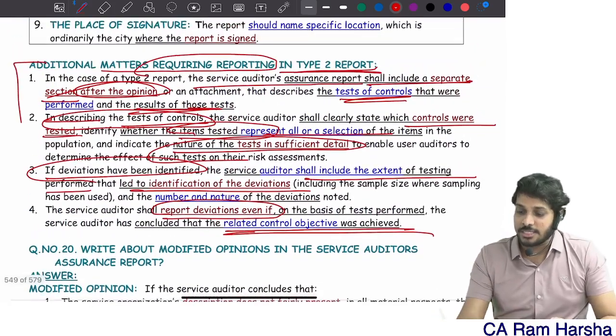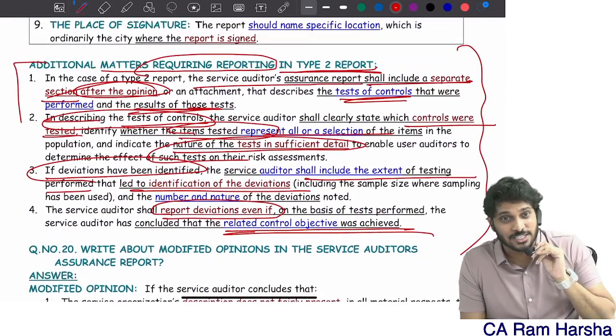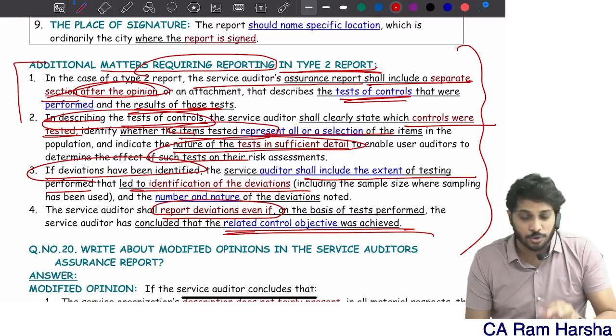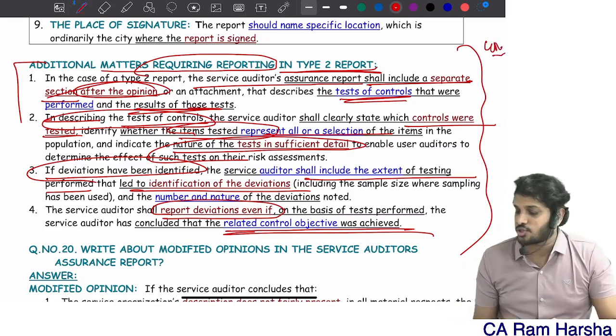These are all the points the service auditor additionally has to report in case of a type 2 report. This itself can be asked as a 4 marks question. Clear?